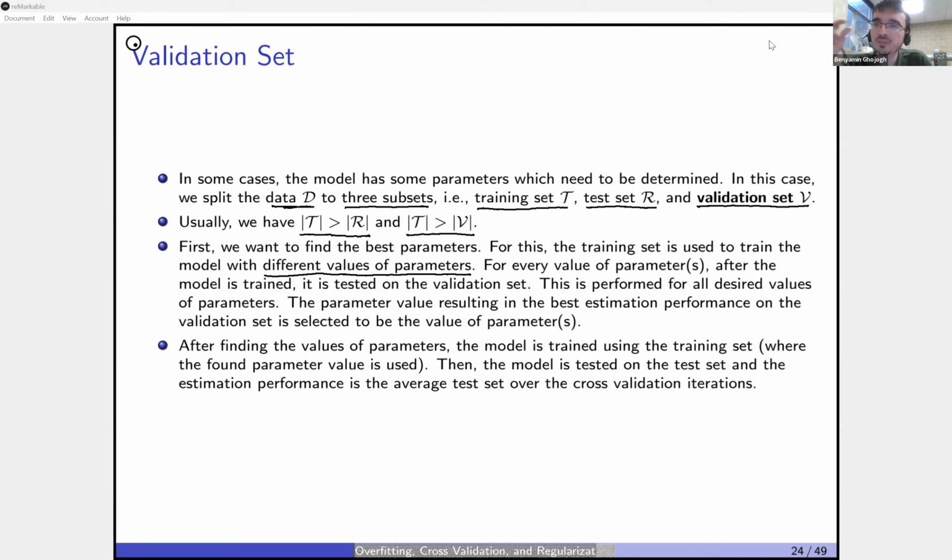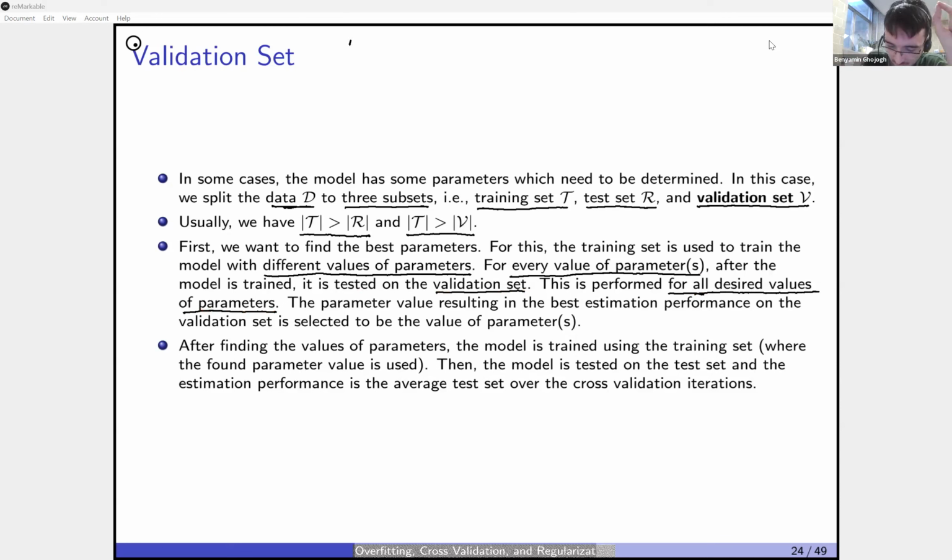Let's divide it into several steps. For example, alpha equals 0, alpha equals 0.1, alpha equals 0.2, until 0.9 and 1. For every value of the parameters, after the model is trained, it is tested on the validation set. For each of them, we train the model on the training data set, then we test it on the validation set. Not on the test set, on the validation set. This is performed for all desired values of the parameters.